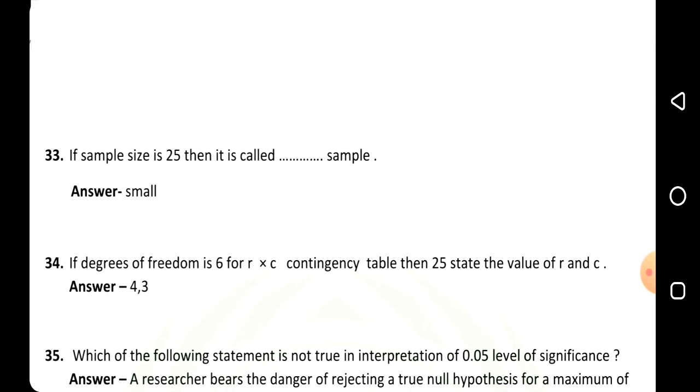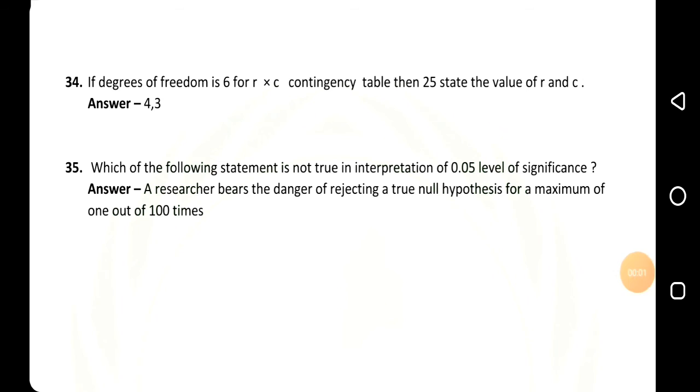34th question. If degree of freedom is 6 for R into C contingency table, then state the value of R and C. Answer is 4, 3. 35th question. Which of the following statement is not true in interpretation of 0.05 level of significance? Answer is a researcher bears the danger of rejecting a true null hypothesis for a maximum of 1 out of 100 time.